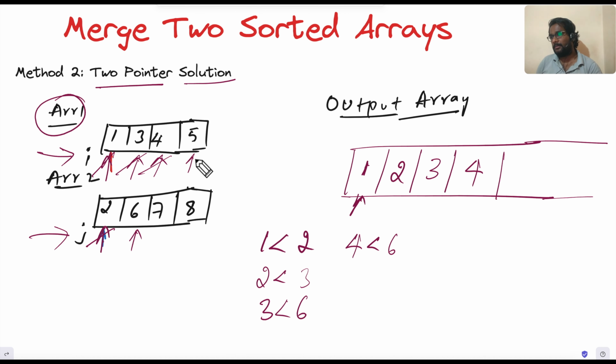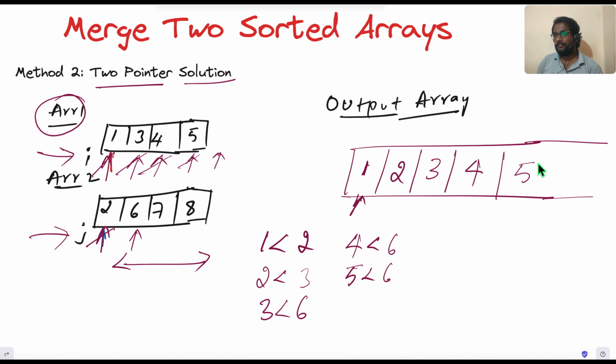Again, it will be incremented to the last element of array 1, which is 5, and compared with 6. So 5 is less than 6, so 5 is inserted. Again, the pointer is incremented to the next index. But now we see there are no elements left in array 1, so the only leftover elements are in array 2. Only 6, 7, 8 are left.